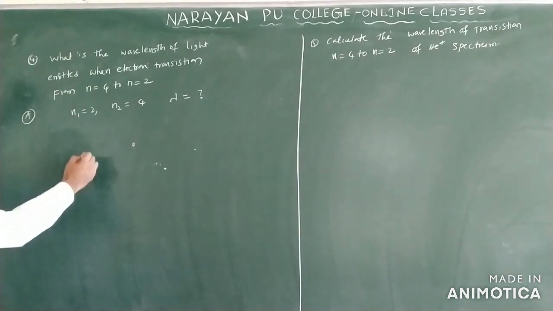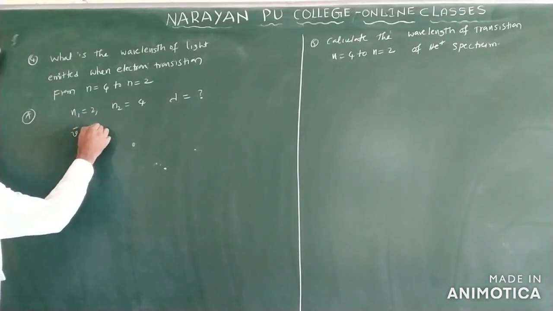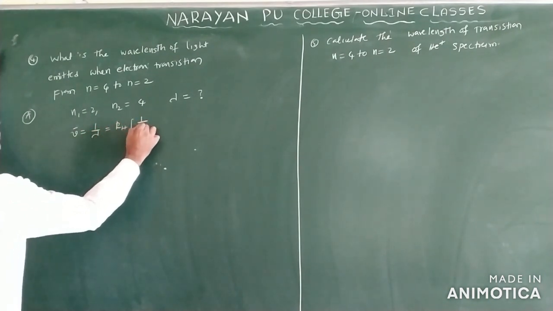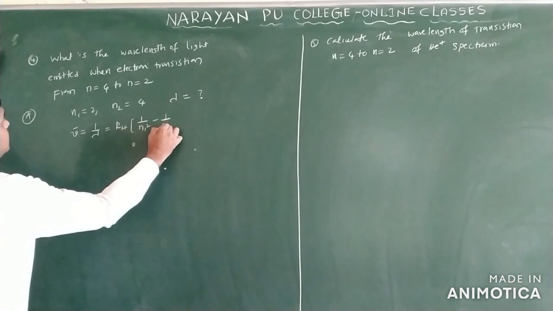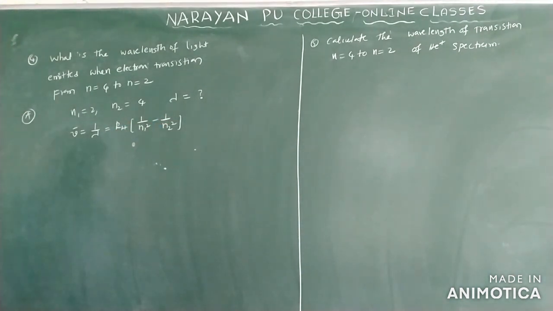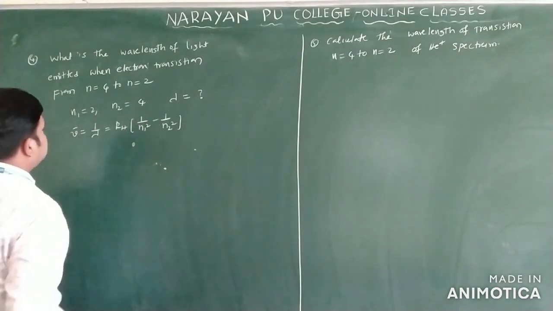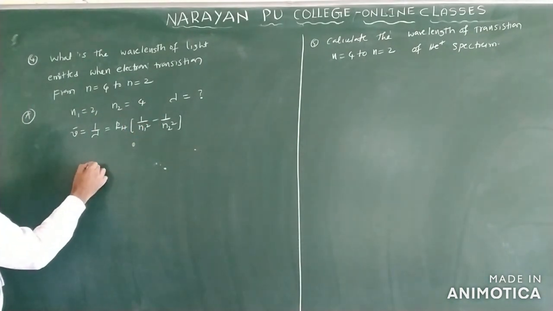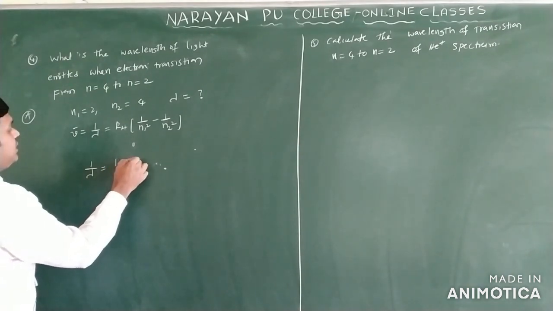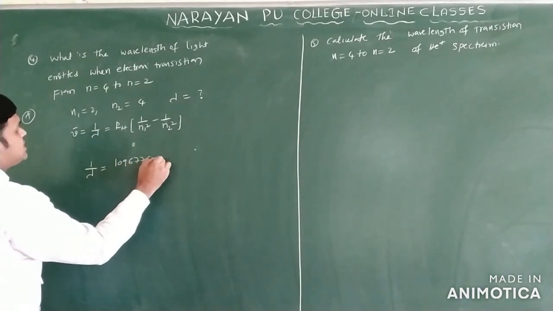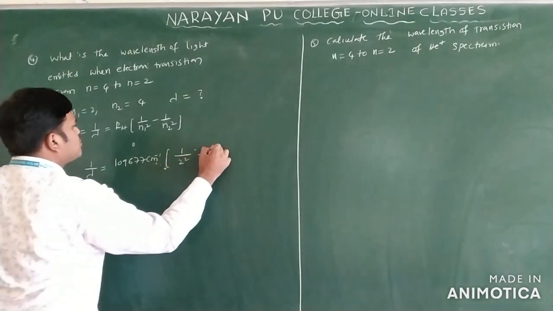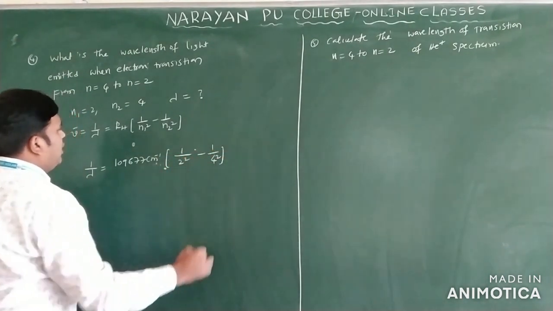Now we can say one formula: nu bar is equal to 1 by lambda, that is equal to RH into 1 by n1 square minus 1 by n2 square. This is the formula. So n1 value is there, n2 value is there, and the RH value. So what can you write here? 1 by lambda, we write 109,677 centimeter inverse into 1 by 2 square minus 1 by 4 square.